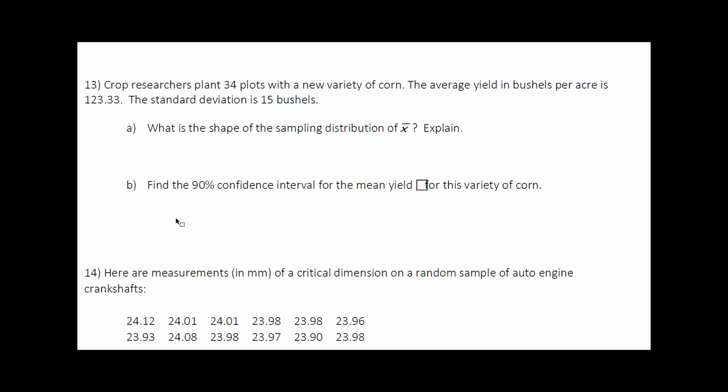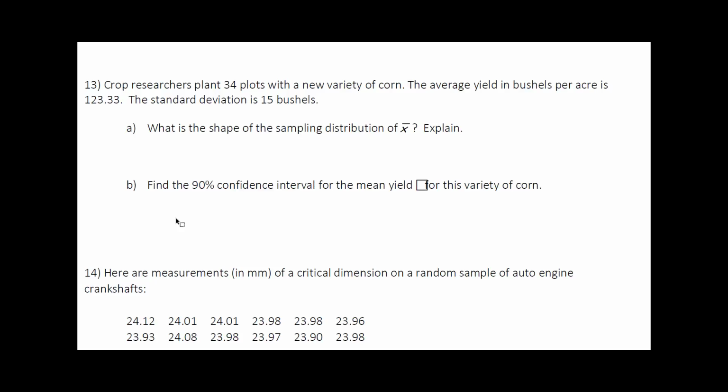Okay, again, whenever we're asked to talk about sampling distribution shapes, we're trying to see if there's evidence that it's normal. And there's a couple of ways we can do that. One, the population itself can be normal. Now, they didn't say that in this case, so I can't state that as my justification. I could have a large enough sample size.